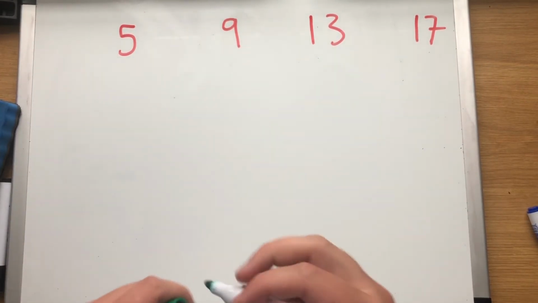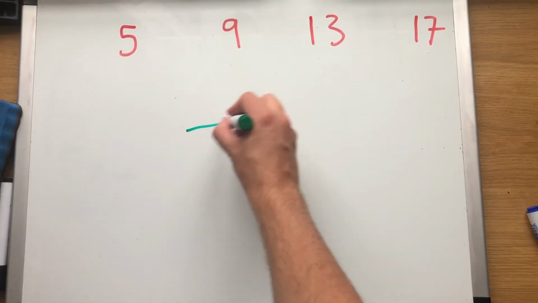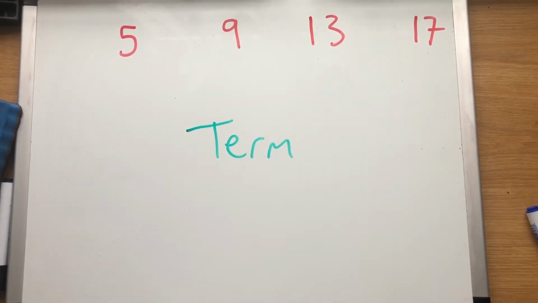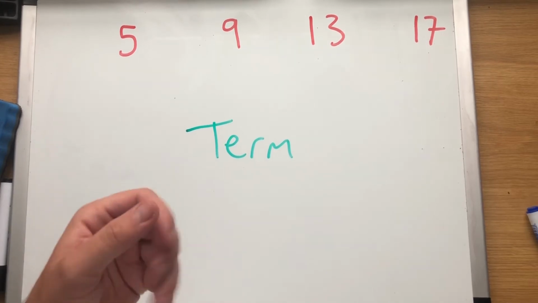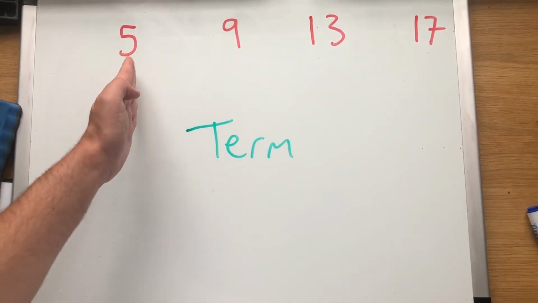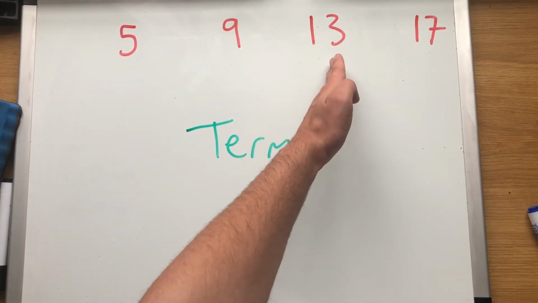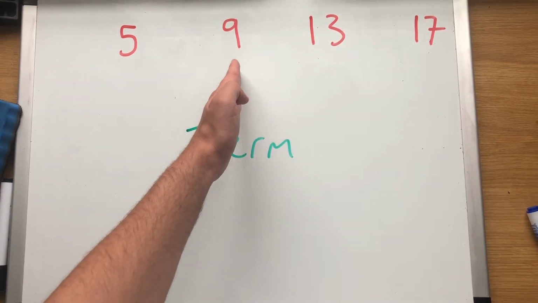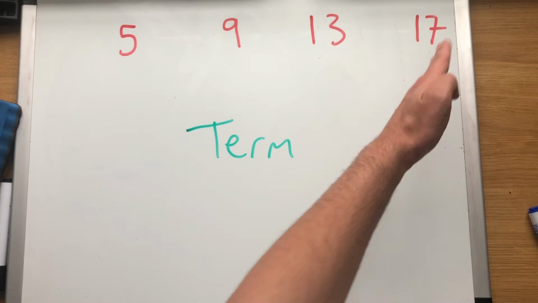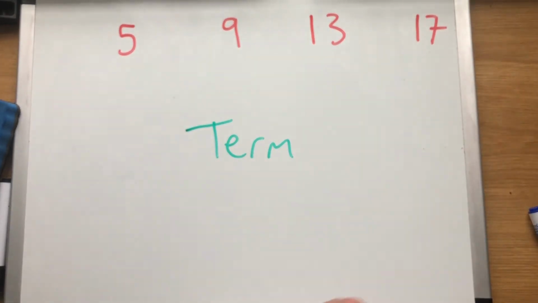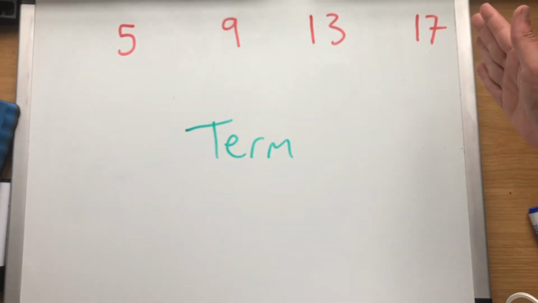The first key word that we need to learn is this word here, term. And term tells you which number in the sequence you're talking about. This is the first number, so it is our first term. This is our third term. This is our second term. This is our fourth term. First term, second term, third term, fourth term. Our next number would be our fifth number, so our fifth term, then sixth term, and so on.